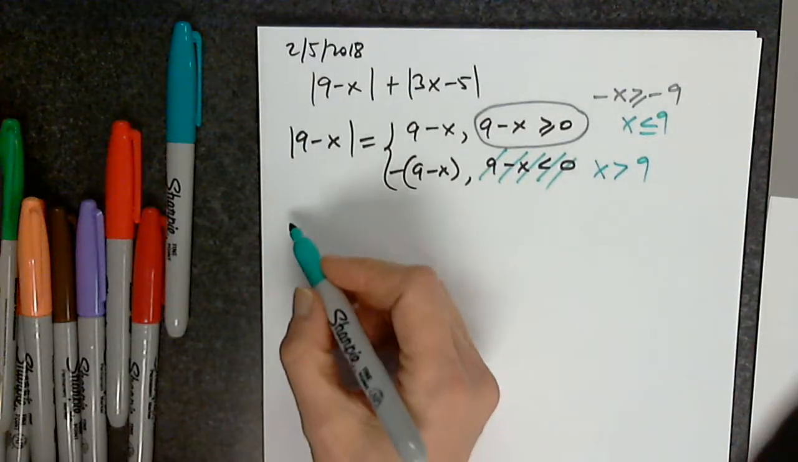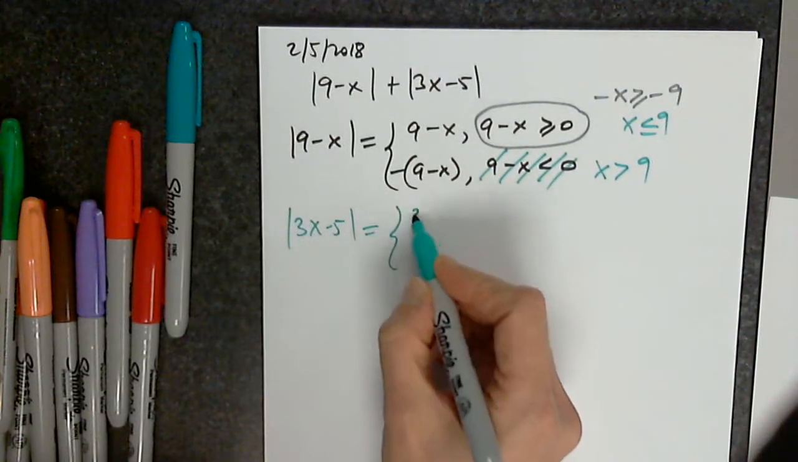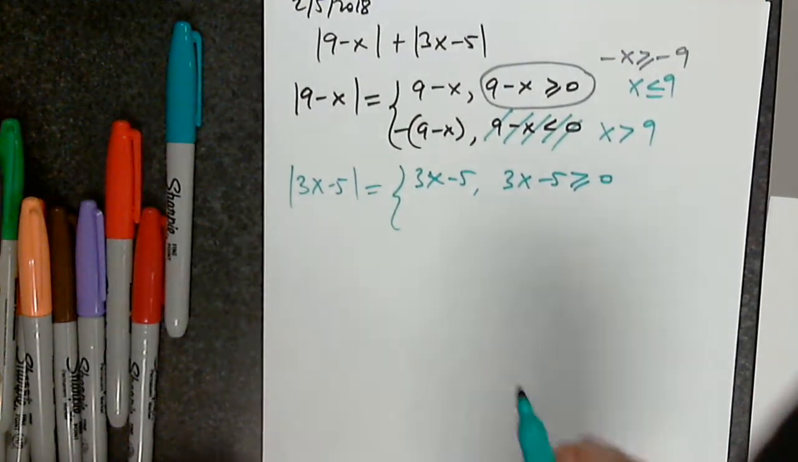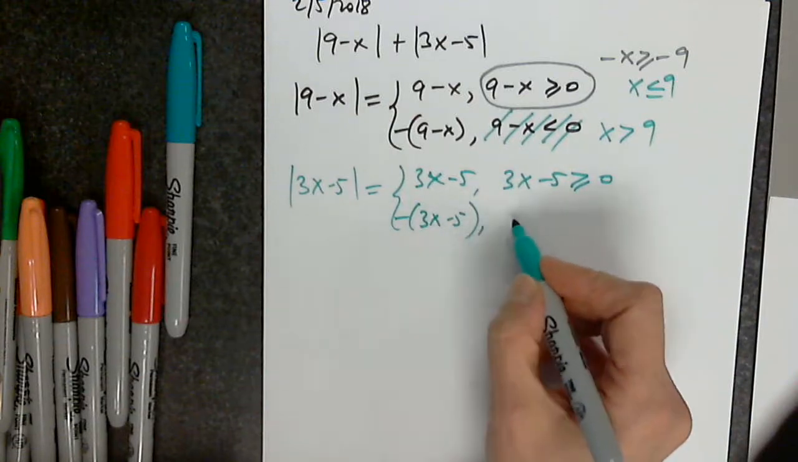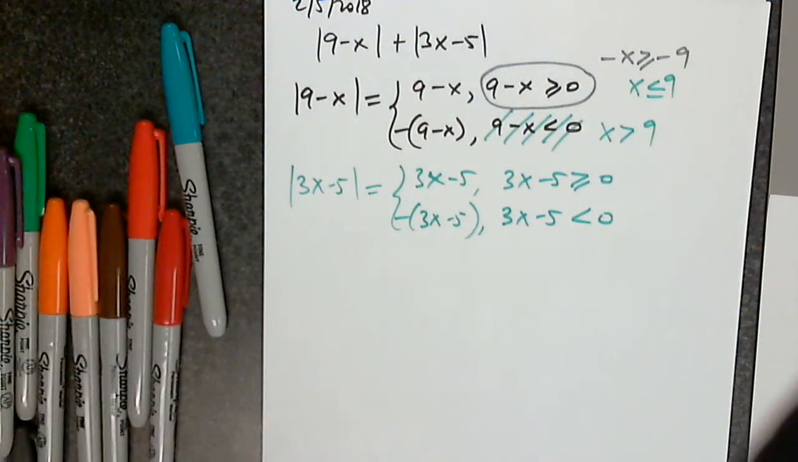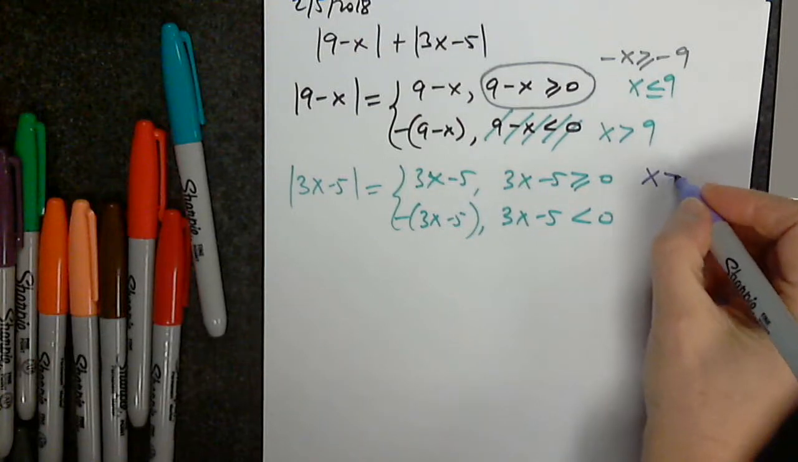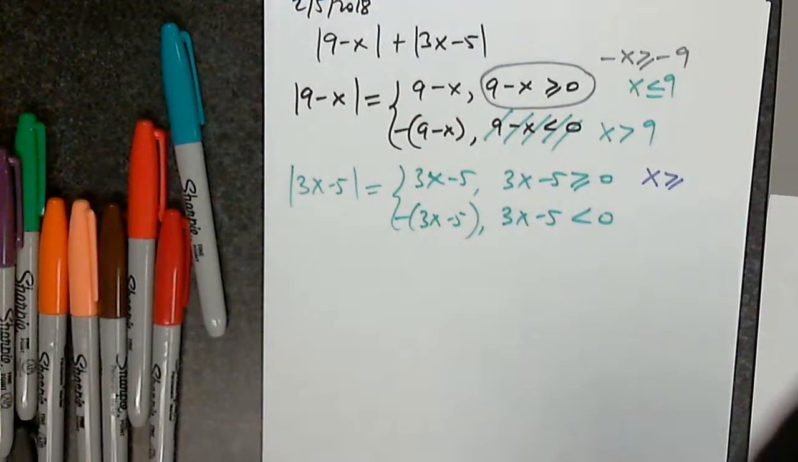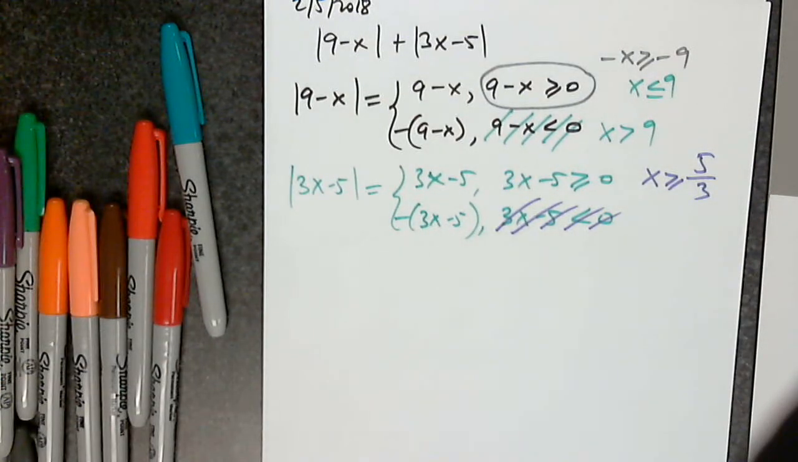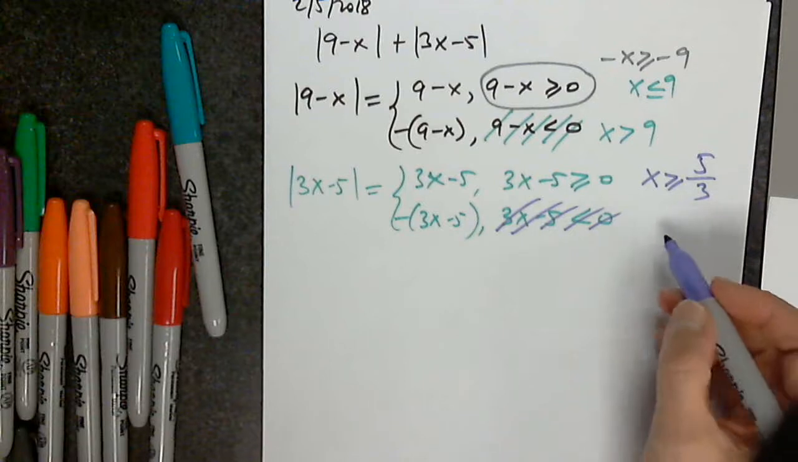I repeat for 3x minus 5. The absolute value of 3x minus 5 is 3x minus 5 if 3x minus 5 is greater than or equal to 0, or negative 3x minus 5 if 3x minus 5 is less than 0. Of course, I have to solve the first inequality. What do I get? x greater than or equal to 5 over 3. I'm just making a point, trying to trigger something in your memory. So what is the second one then?